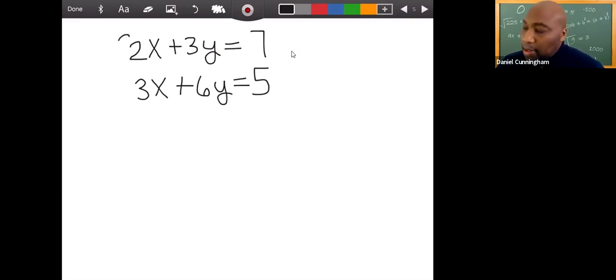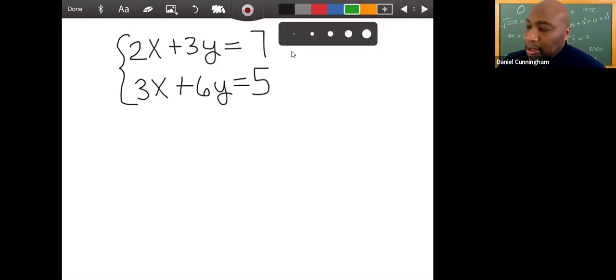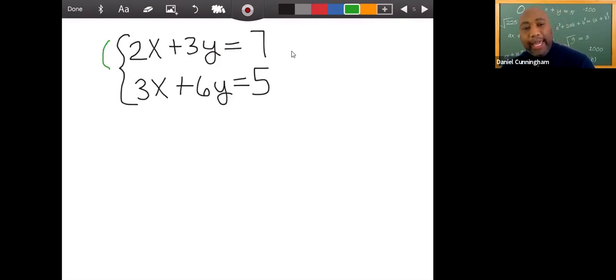So again, as a system, put curly brackets. Our x's are lined up, our y's are lined up, our numbers are lined up. Next thing, we have to decide who do we want to get rid of. In this case, I want to get rid of x. To get rid of x, I have to have these being the same coefficients, but one being a negative, the opposite sign. So when I add, it becomes 0. I'm going to multiply the top by 3 and the bottom by negative 2.